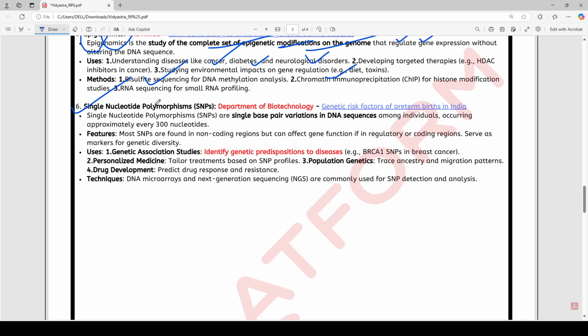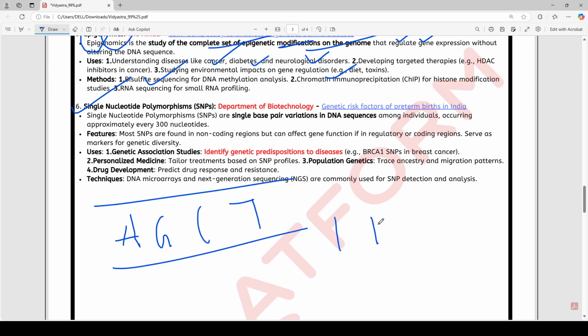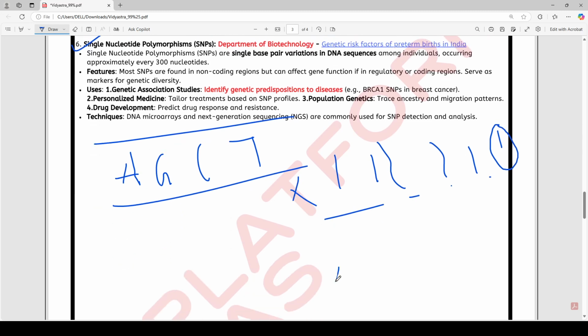What is this? It simply says that, let's say there are 300 sequences. As you already know, we have A, G, C, T: adenine, guanine, cytosine, and thymine. This is how our DNA is formed. But what happens is, after some numbers, there are some changes. Let's say I am X and there is one person Y.